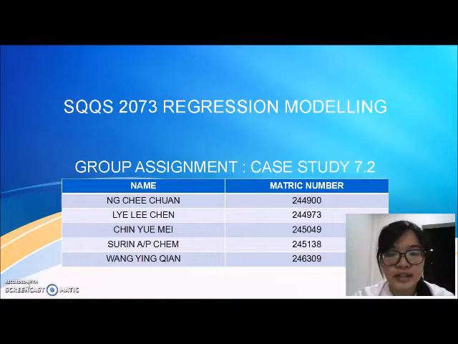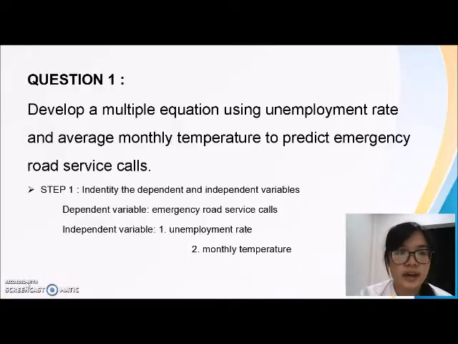So I will present question number 1. For question number 1, we need to develop a multiple regression equation using the unemployment rate and average monthly temperature to predict the emergency road service call. For the first step, we need to identify the dependent and independent variables. According to our question, the dependent variable is the emergency road service call, and the independent variables are the unemployment rate and the monthly temperature.